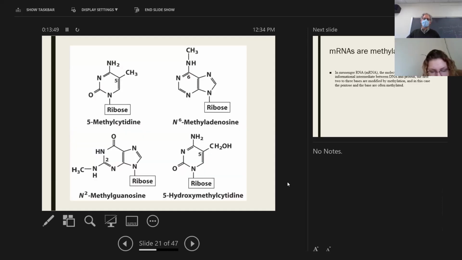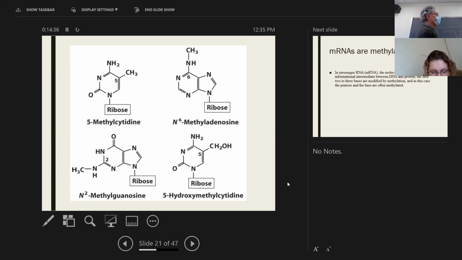So here are some of the modifications you see in at least RNA, because with ribose, this will be with RNA. So the 5-methyl cytosine, that's pretty common in tRNAs and also in ribosomal RNAs. Then you get methylation of the adenosine. That's N6-methyl adenosine. This happens in the DNA of bacteria as well, but that's also seen in tRNAs, ribosomal RNAs, things like that.